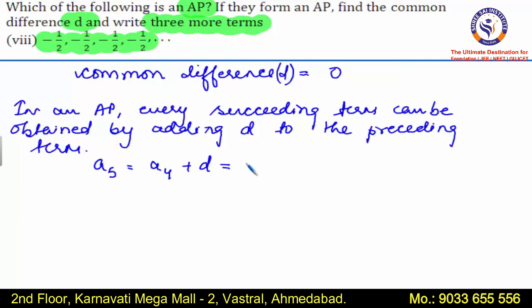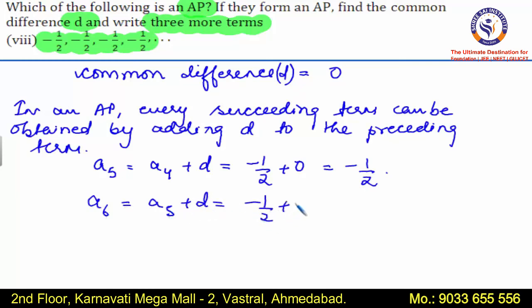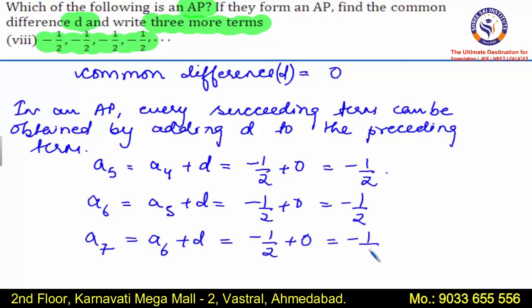Now the fourth term is minus half and the common difference is 0, so the fifth term is also minus half. Similarly, the sixth term, which is the sum of the fifth term and the common difference, is again equal to minus half plus 0, which is again equal to minus half. And the seventh term is the sum of the sixth term and the common difference. This is again equal to minus half plus 0, which is equal to minus half.